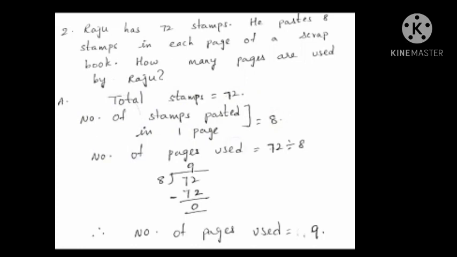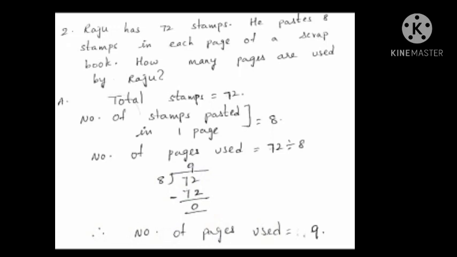Number of pages used. Number of pages used is equal to 72 divided by 8. In the 8 table, when will we get 72? 8 9s are 72. Next, what to do? Subtract it. 72 minus 72, how much, children? 0. Therefore, number of pages used.